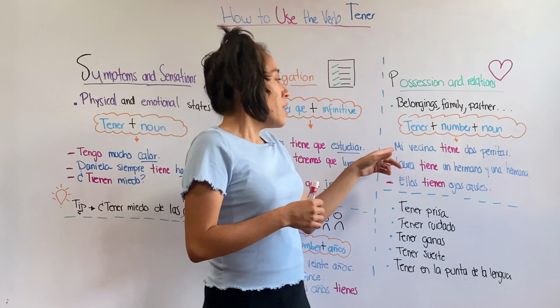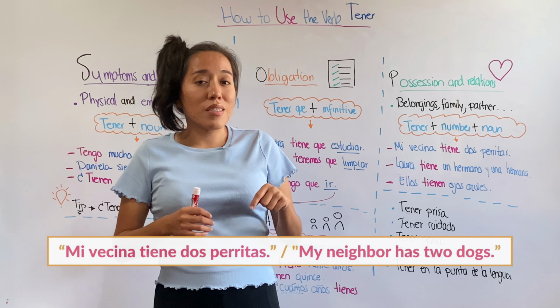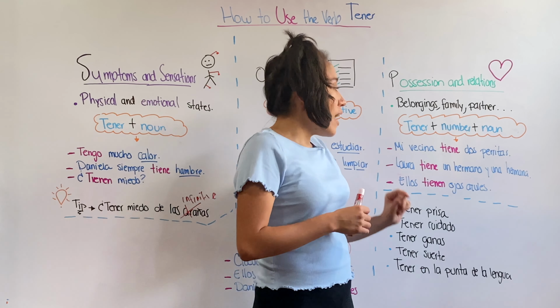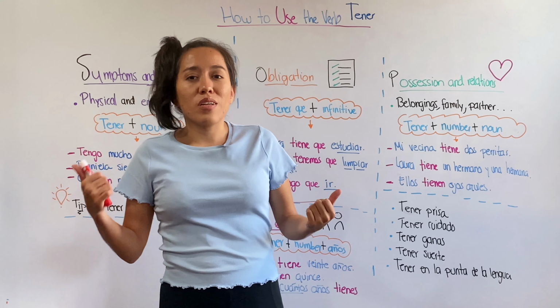For example, mi vecina tiene dos perritas. My neighbor has two dogs and they are so cute. Laura tiene un hermano y una hermana.